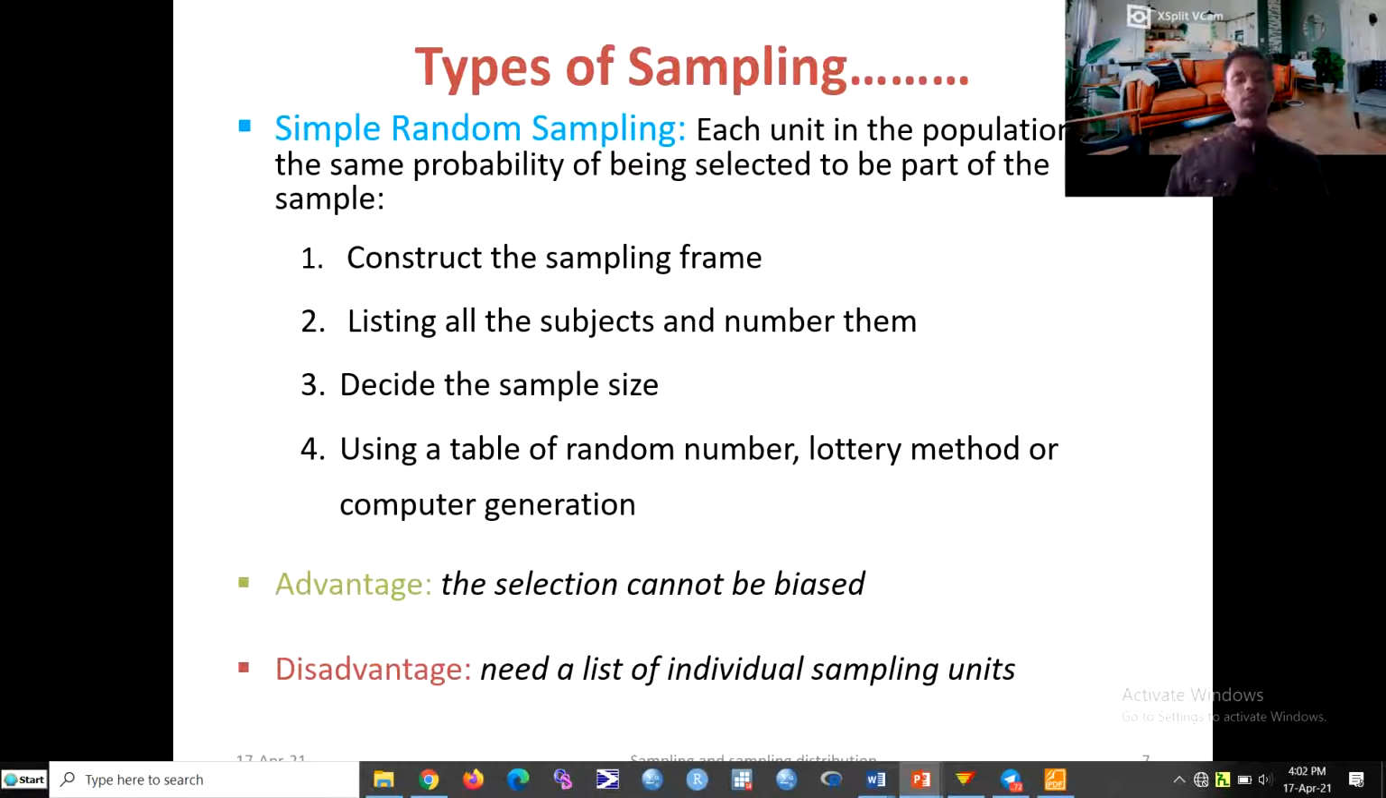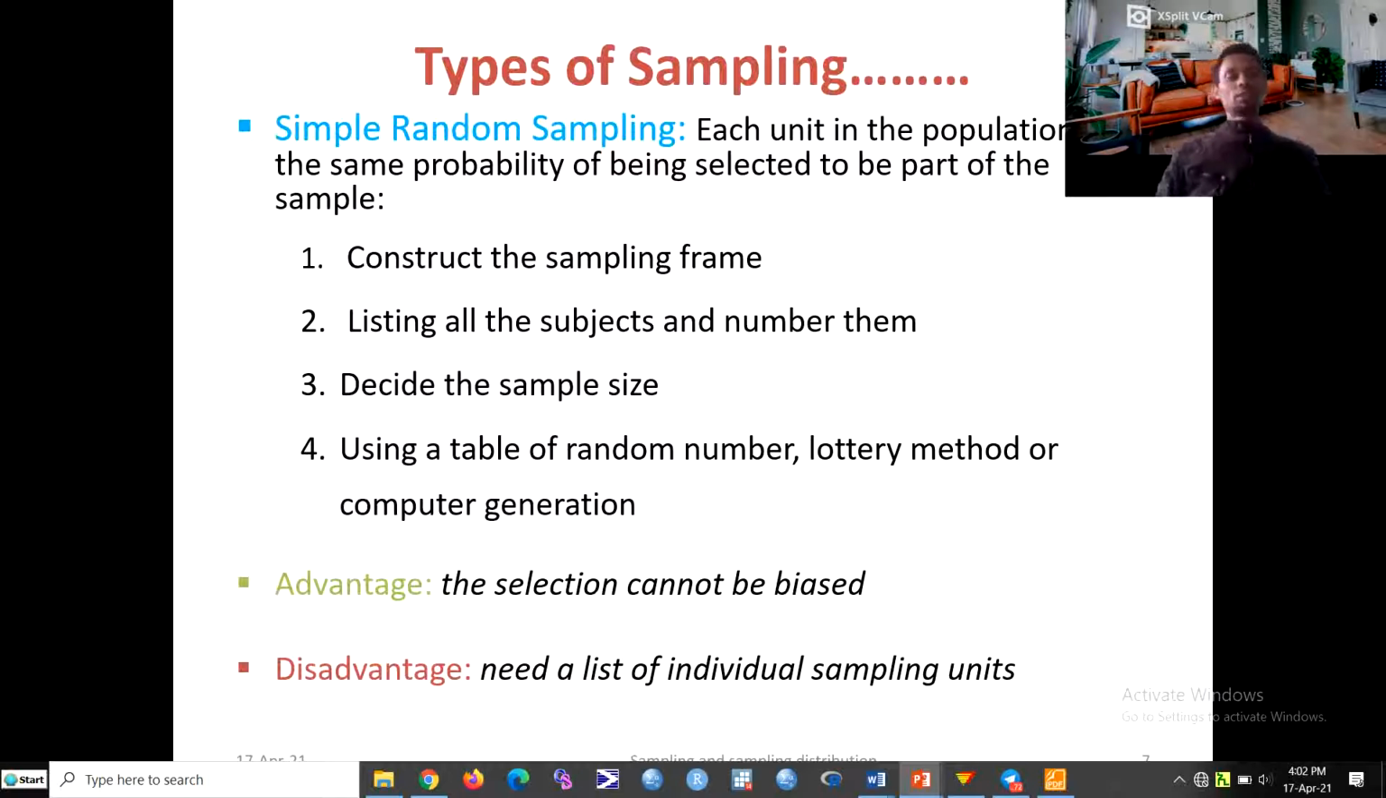Take the lottery method, for example. It implies that I have a list of numbers collected in a container, and from that I pick numbers until I reach my determined sample size. Then I stop there. If the first lottery number is 1, I will take information from the person assigned number 1 in the frame.